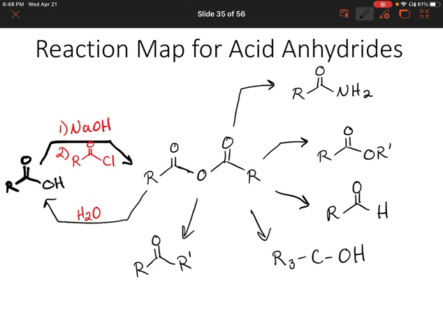So see if you can fill in the reagents for those 5 arrows that are blank. Again, you can go back and look at your acid halides because it'll be exactly the same. So you can pause the video, and when you're done, we'll go over it together.